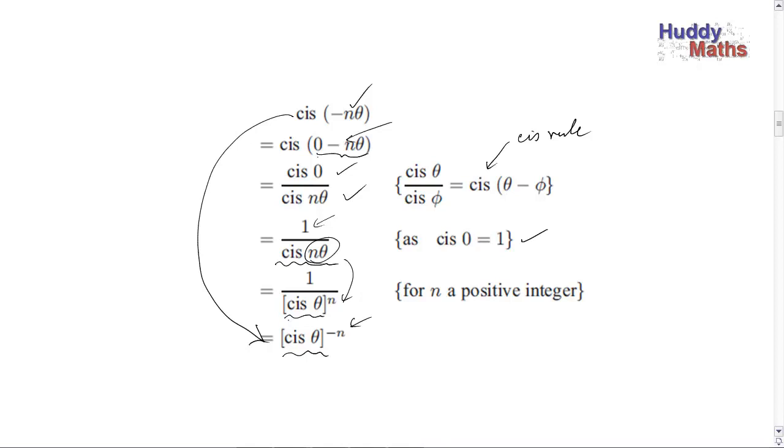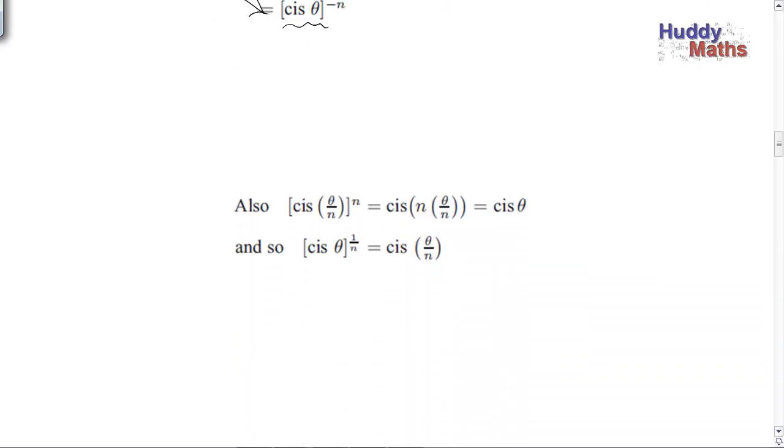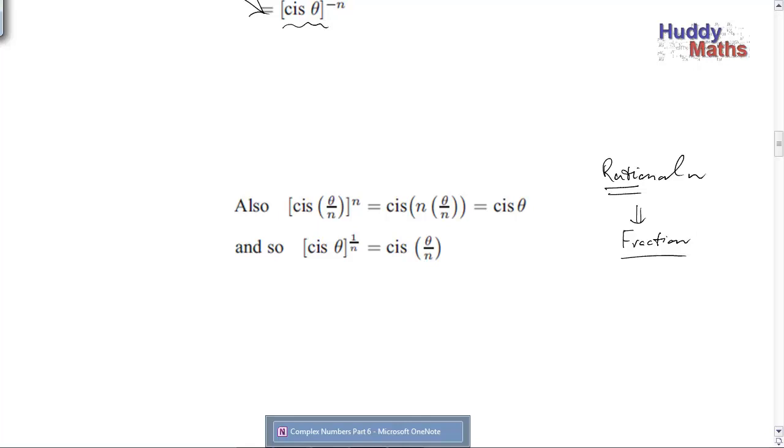So now we can have a negative integer. What about n being rational or a fraction? Let's just check that now. So here's a little proof. What we're going to look at here is rational n. Now, rational is ratio, so that implies it's a ratio of integers, that is a fraction type deal. A ratio of integers, a fraction. So let's have a look at a little proof here, or a little investigation.